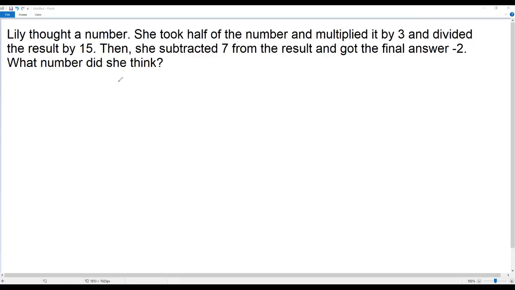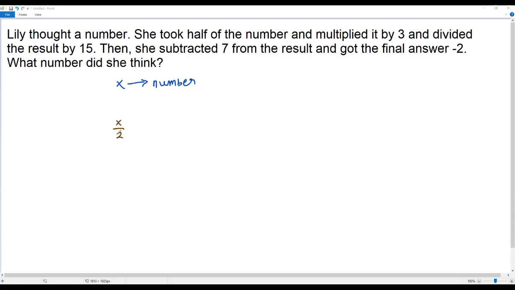So how to find the number Lily thought? We can assume x as the required number, that is the number Lily thought. Now let's do all the operations Lily has done on the number. First, she took half of the number. Half of this number x is just x over 2.